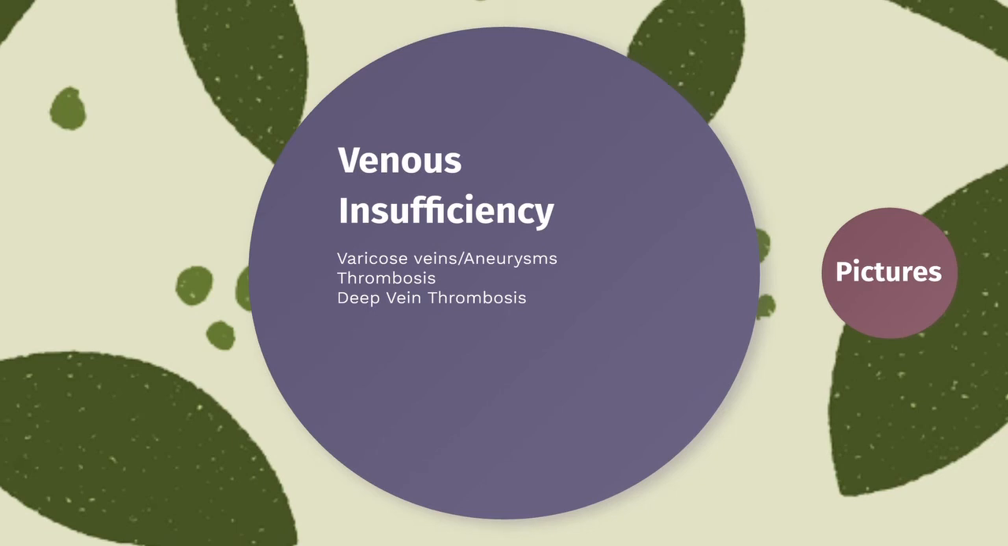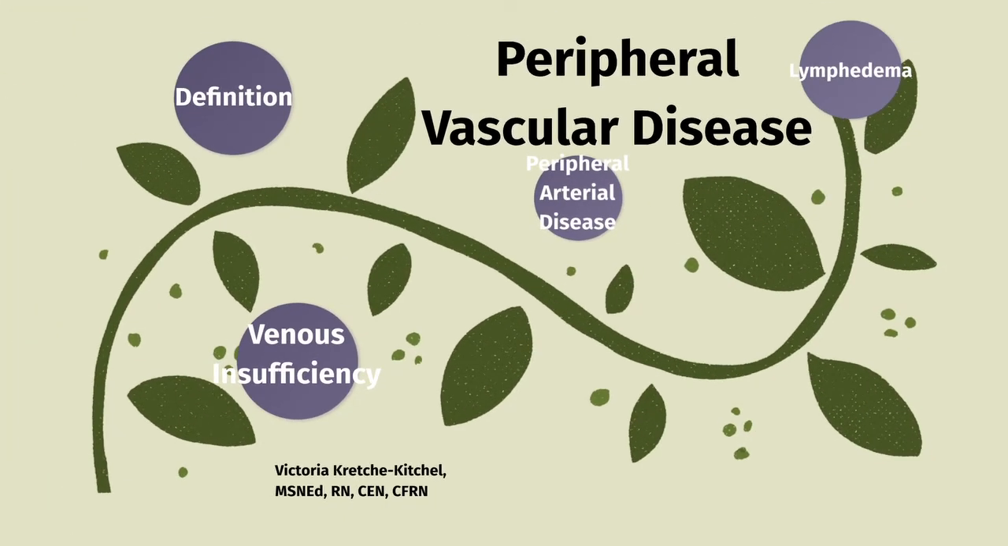All right, again, venous insufficiency. We're talking about varicose veins and aneurysms. These are a low pressure system, so it's not like this is an aneurysm that's going to burst. Just keep in mind that they're just pouches that are going on out there. They could lead to thrombosis, and especially we worry about deep vein thrombosis.